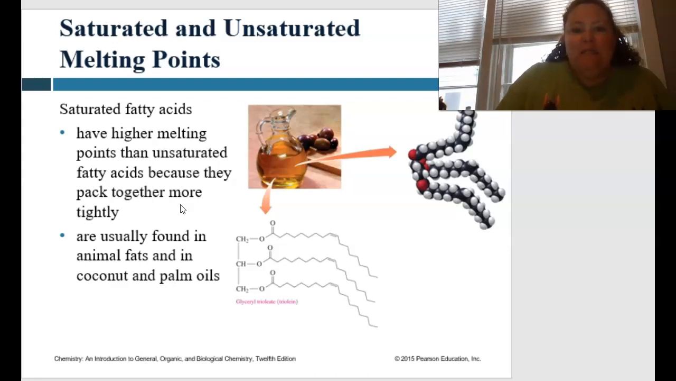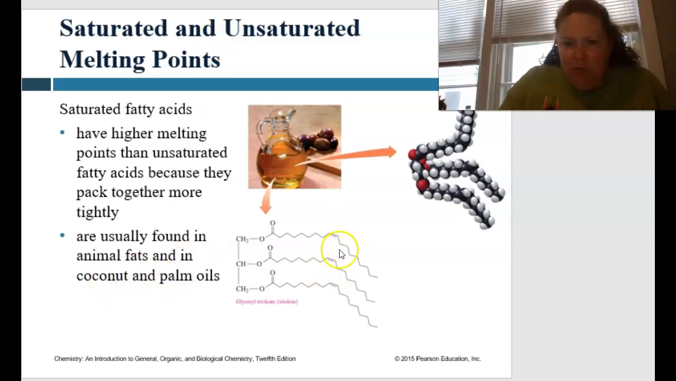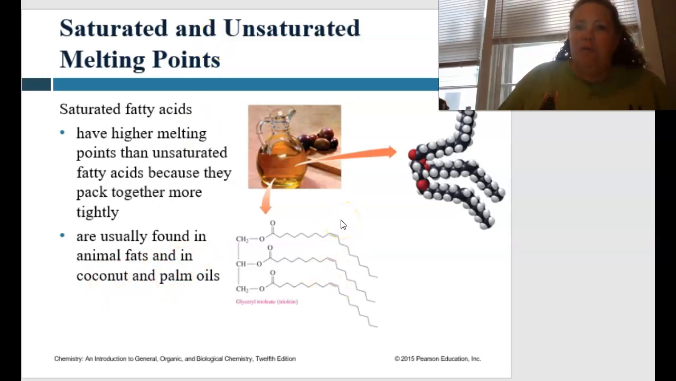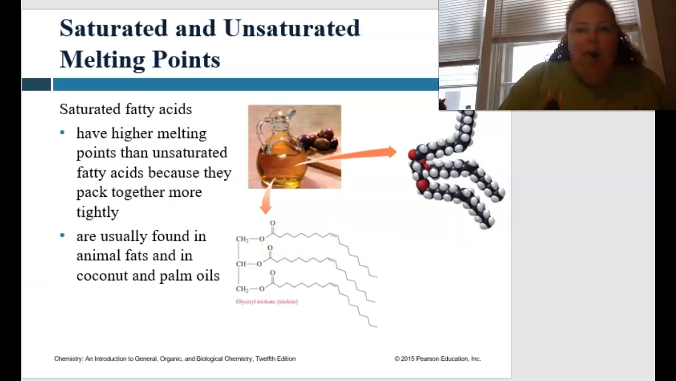Same thing. If they have kinks in them, it's going to pack a lot differently than a solid straight line. The saturated fatty acids are usually found in animal fats and in coconut or palm oil, okay? When we have a double bond, that causes a kink, and that's the unsaturated. If it's straight with no double bonds, then that will be the saturated fatty acid.